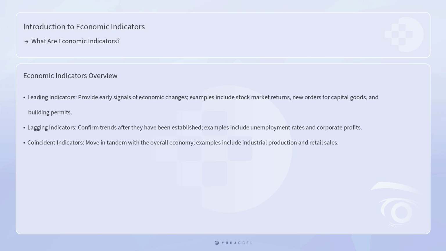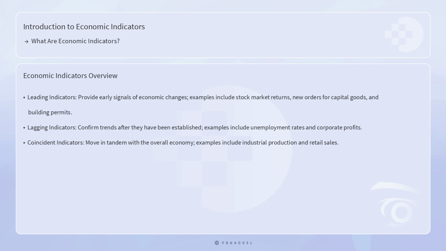Leading, lagging, and coincident indicators help predict future economic activity. Leading indicators, such as stock market returns, new orders for capital goods, and building permits, provide early signals of economic changes. Lagging indicators, such as unemployment rates and corporate profits, confirm trends after they have been established. Coincident indicators, such as industrial production and retail sales, move in tandem with the overall economy.